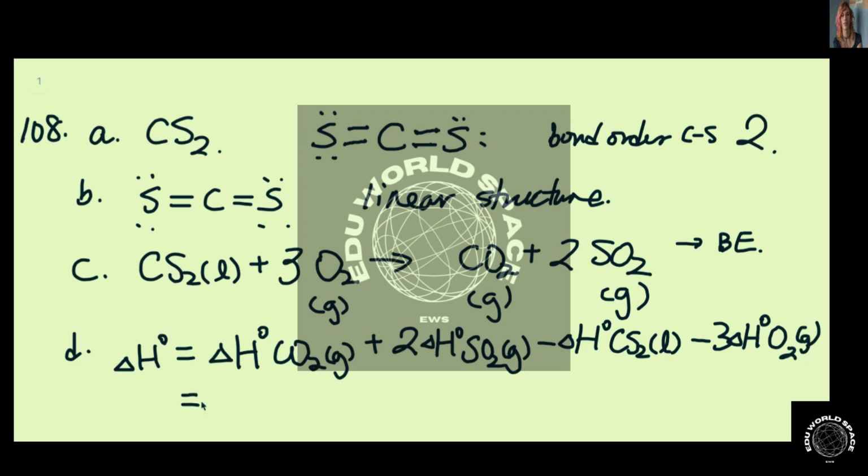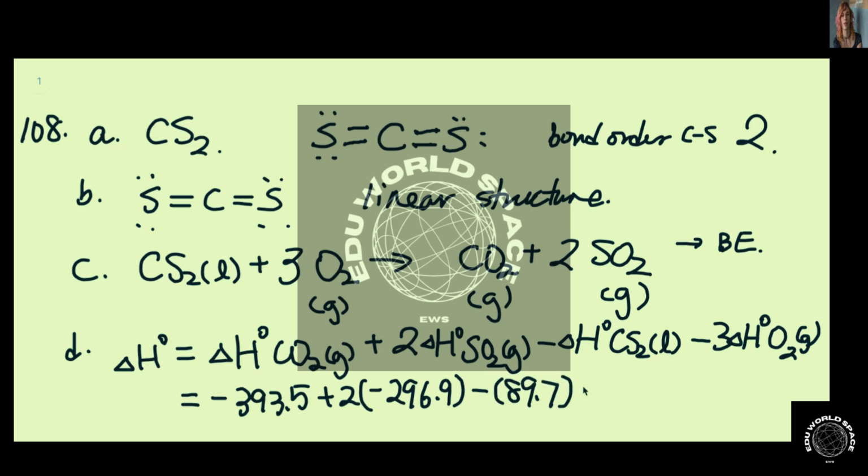So this number is equal to negative 393.5 plus 2 times negative 296.9, minus 89.7, minus 3 times 0. So by doing the math, we will get delta H0 equal to negative 1077 kilojoules. So then we calculate the delta G0 of the reaction.